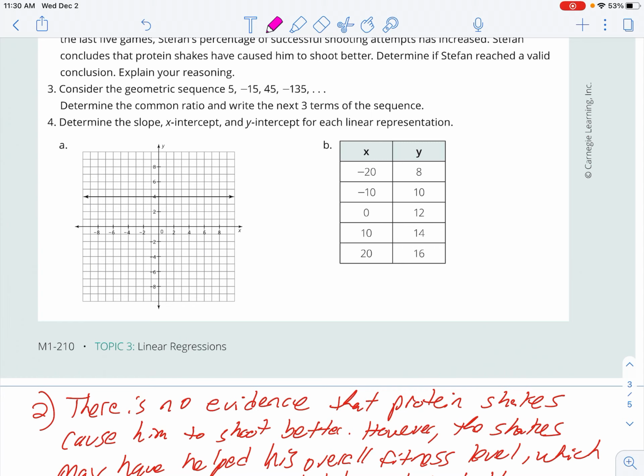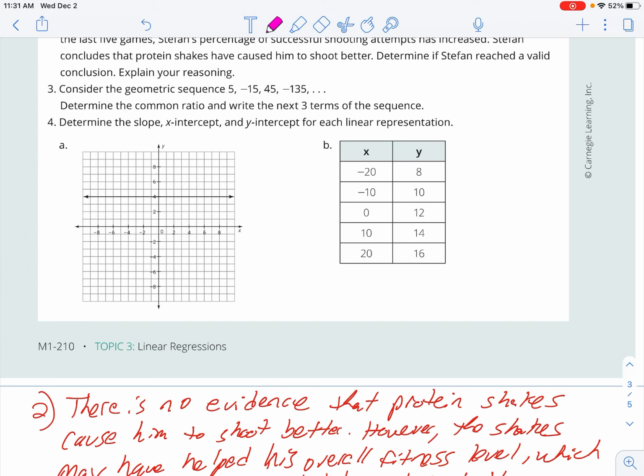Okay? And then question 4. Excuse me. Determine the slope and x-intercept and y-intercept for each linear representation. Trying to think about here how, because we haven't really specifically talked about this in class. We've talked a little bit about the x-intercept and y-intercept and the slope, but letter B, there's a little bit more work involved with that one. I'm just trying to think about the best way to do that.